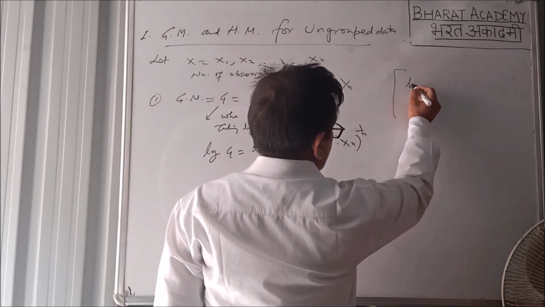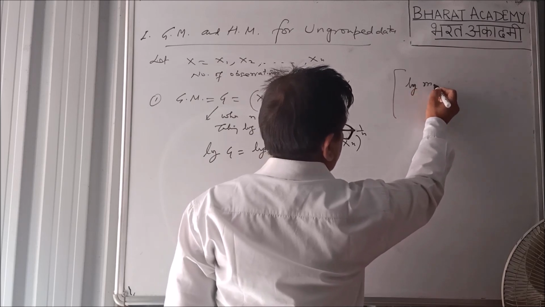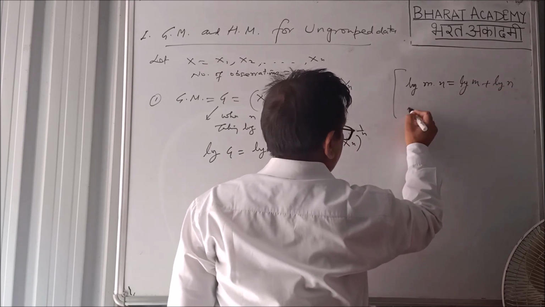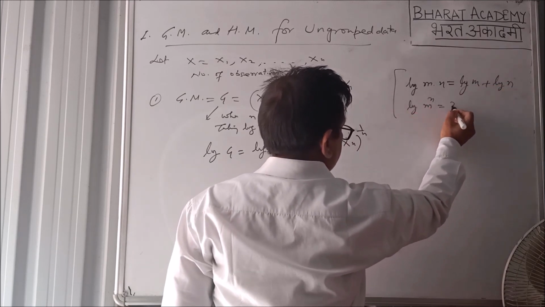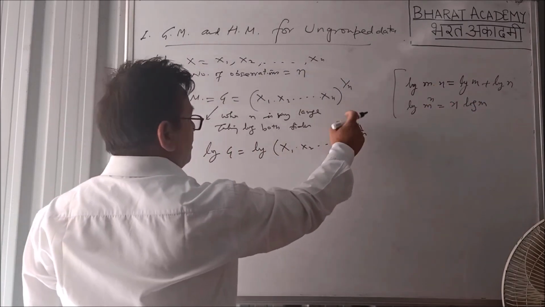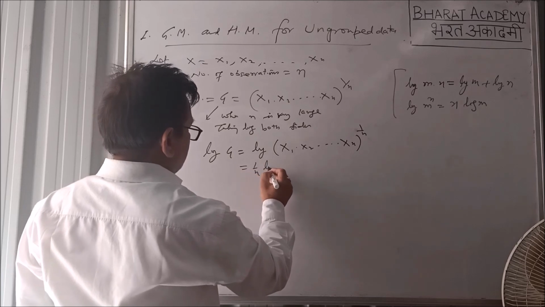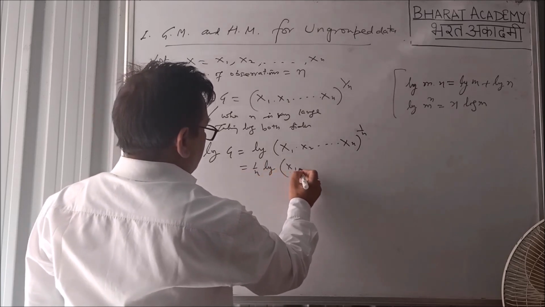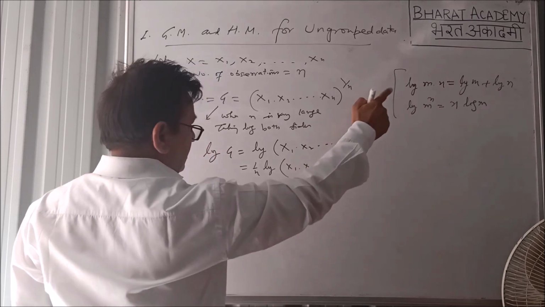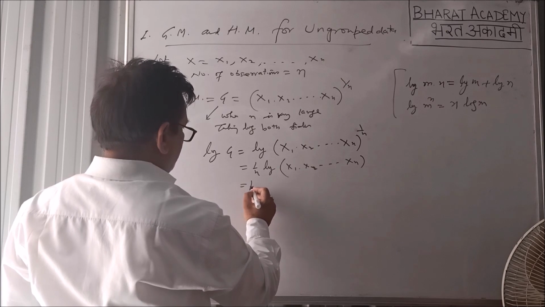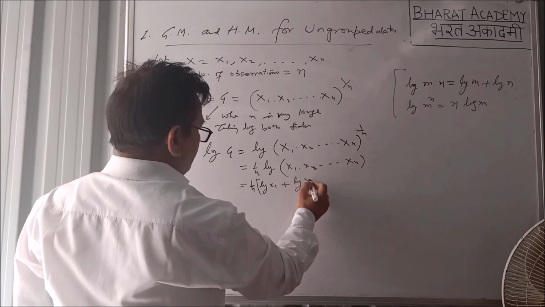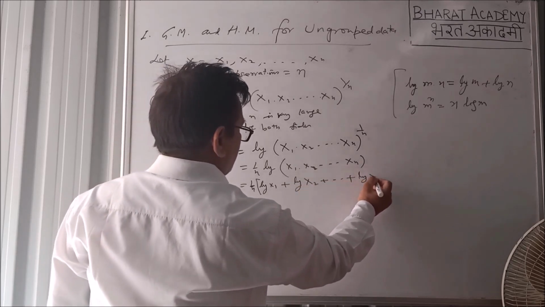From the logarithmic formula, log m into n, this is log m plus log n, and log m raised to the power n is n log m. So we apply this formula over here. Log this whole power 1 upon n, this is 1 upon n log x1 into x2 up to xn, and now apply that log m into n formula. This becomes 1 upon n log of x1 plus log of x2 plus log of xn.